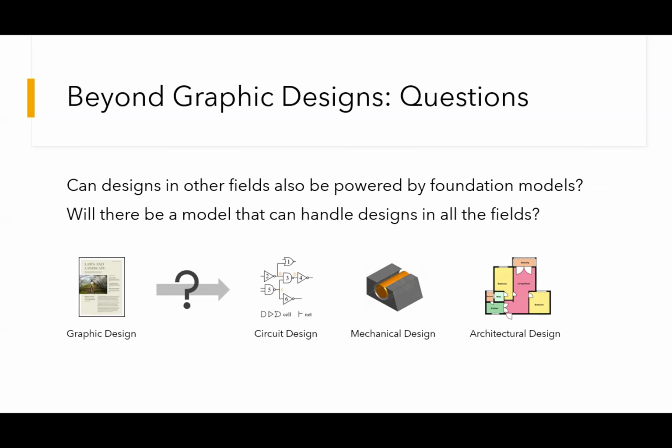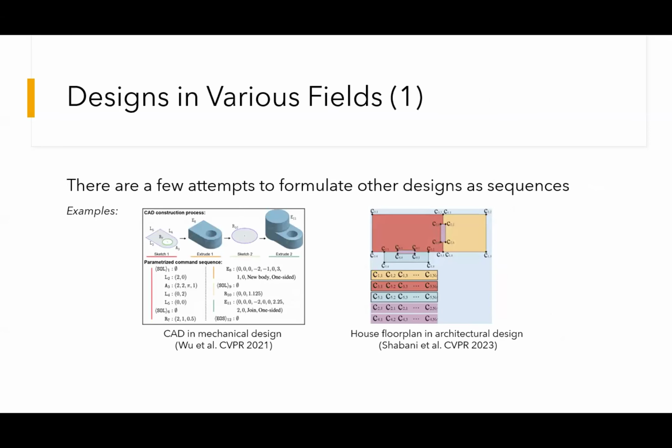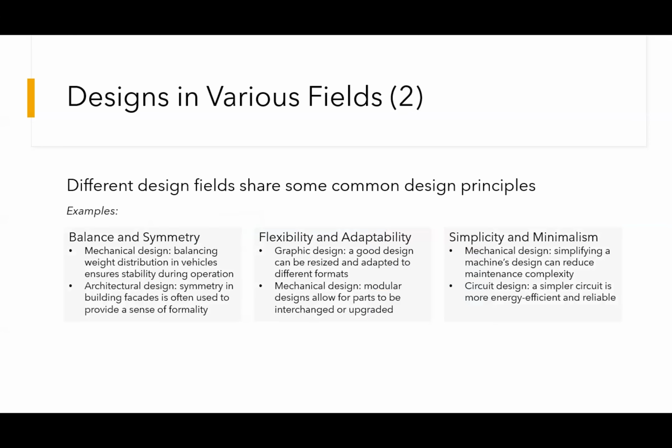Before sharing some personal views on these questions, I want to first introduce some observations. The first one is that for designs in other fields, there are attempts to formulate them as sequences. For example, safety in mechanical design and house planning in architectural design. Another observation is that different design fields share some common design principles. For example, balance and symmetry are important to all types of design. For mechanical design, balance and weight distribution ensure stability. And for architectural design, symmetry is often used to provide a sense of formality. There are also design principles such as flexibility, adaptability, and minimalism. They are all shared across different fields.